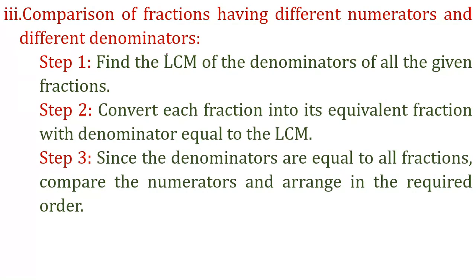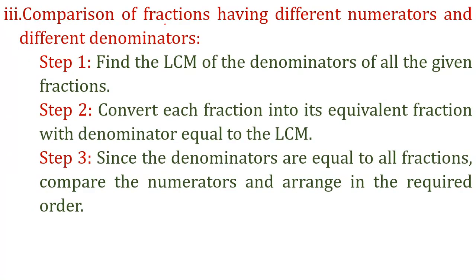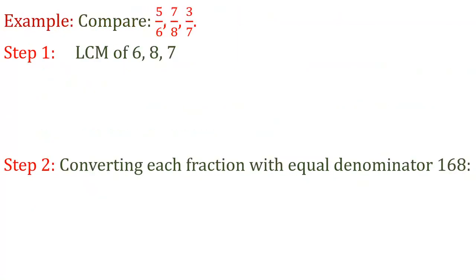Observe the example here, and you can understand the concept of these three steps. What is the example here? Compare 5 by 6, 7 by 8, 3 by 7. Here all the numerators are different, and all the denominators are also different. To compare this type of fractions, what do you have to do? What is step 1 here? Find the LCM of the denominators of all the given fractions. So how to find out the LCM? You know that. I am taking here 6, 8 and 7.